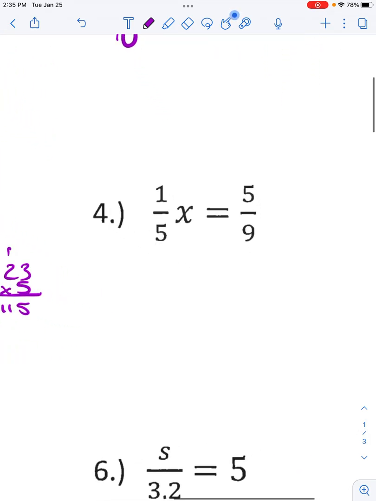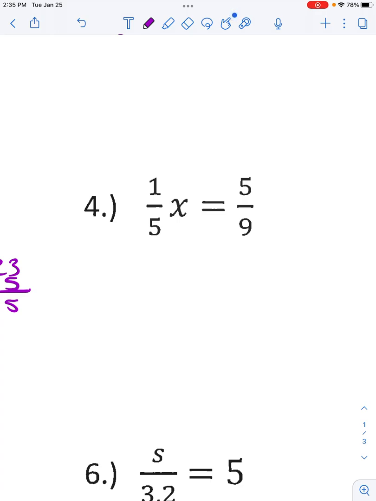Let's look at number 4. We have a fraction. A number next to a letter still says multiplication. So the inverse would be divide this side by 1/5. I'm going to write it differently over here. I'm going to divide this side by 1/5. 1/5 divided by 1/5 as a whole is 1 whole.